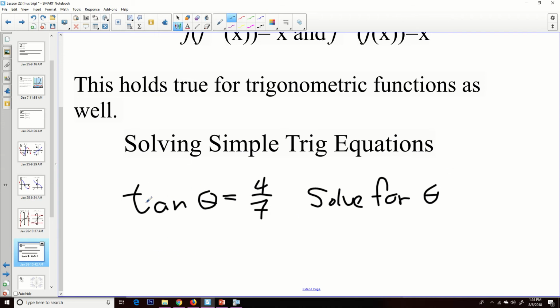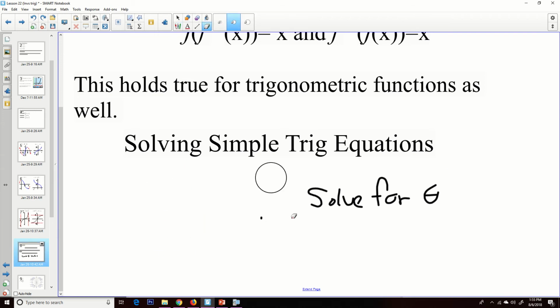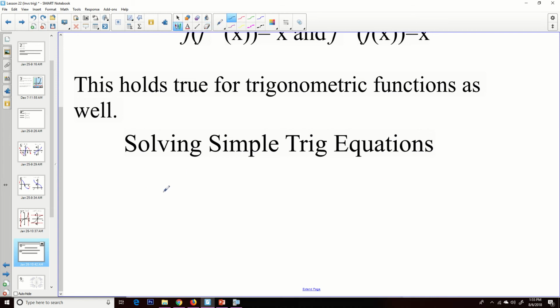Just real quick, I don't know why I have this here. Let's erase that. If I say find the arc sine of the sine of theta, the sine and the arc sine cancel out and give me just theta. And we'll use that in future lessons as our way of getting theta by itself.